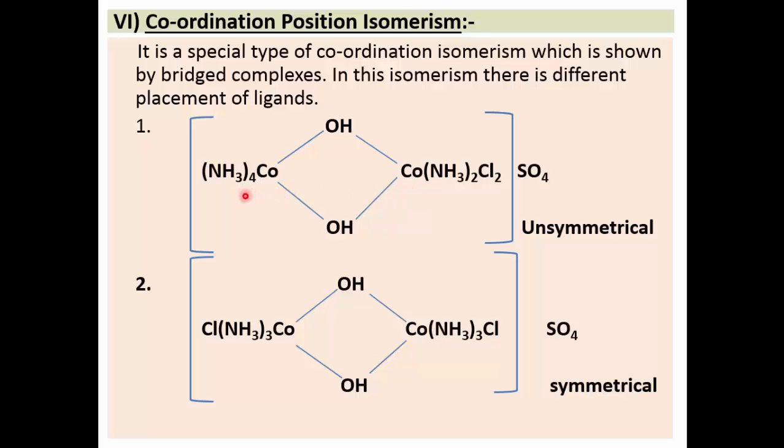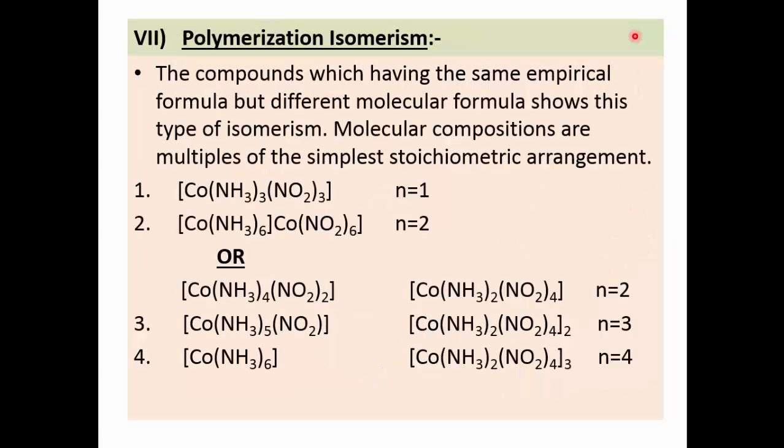Here 4 ammonia molecules are attached. 2 are attached to this cobalt. To this cobalt no chloride ion is attached, while both chloride ions are attached to the other cobalt. Therefore it is called an unsymmetrical isomer. So these unsymmetrical and symmetrical isomers are due to different placement of ligands, and this isomerism is shown only by bridged complexes. Then see the last type of structural isomerism, that is polymerization isomerism.